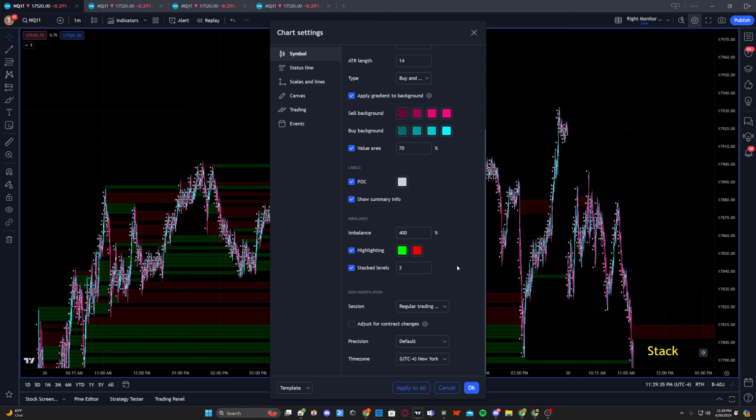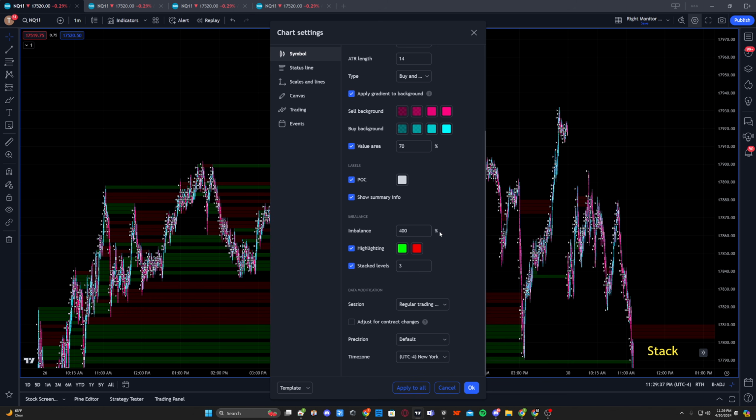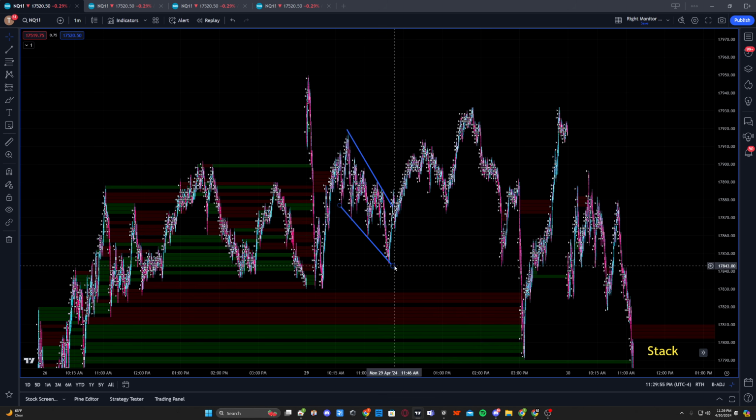What you're going to do though is scroll down and increase your imbalance from 300 to 400, or whatever it is on default, change it to 400. It'll filter out a lot of fluff, and you want your stack level checked and you want to turn that to 3. I like 3. I think it's a sweet spot specifically for NQ. Now, once you do that, your chart will look like this.